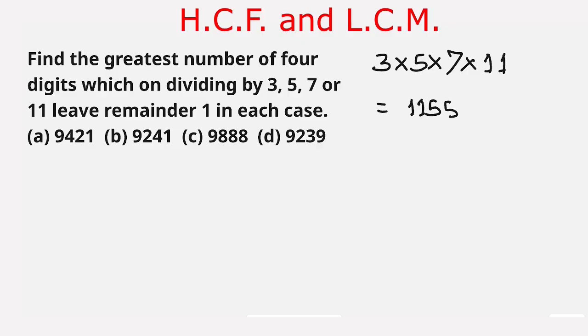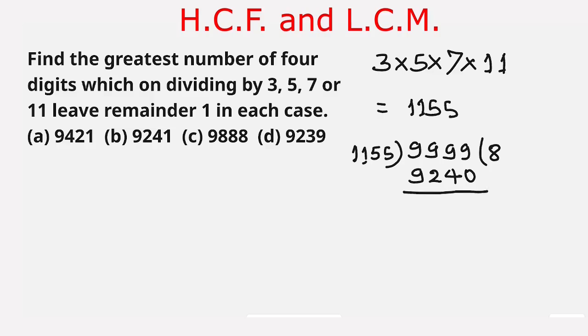1155. Now the greatest 4-digit number is 9999. Now we divide this by 1155. It divides 8 times. 8 times 1155 is 9240. And 9240 is the greatest 4-digit number which is divisible by 3, 5, 7 and 11.